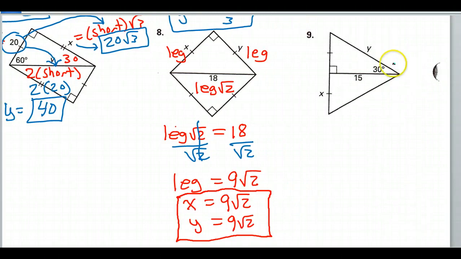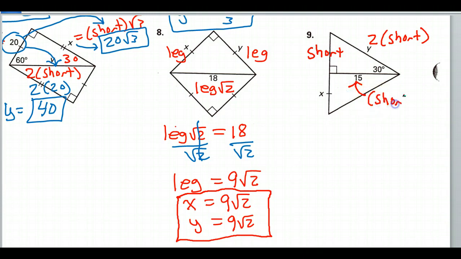Alright, looking at number 9. We got a 30, 60, 90 triangle here. That's the long leg. So this is the short leg. This will be 2 times the short leg. And this right here where the 15 is going to be short times radical 3, because that's the long leg. Focus on the 15. The 15 must equal short radical 3.